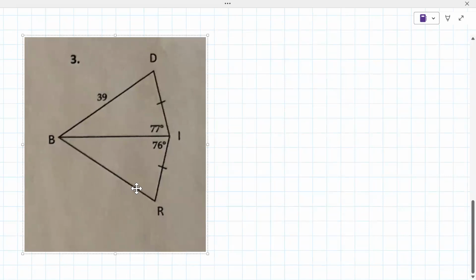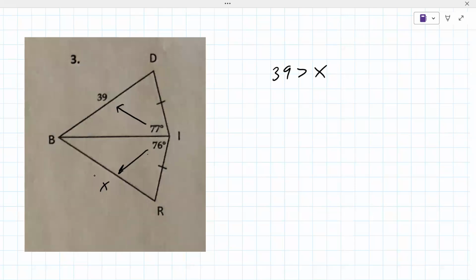So, where's the X? Any idea where, like, there's something missing? Yeah, let's just call it X because that'll make it a lot faster. Which side is bigger, the X or the 39? The 39. So 39 is greater than X, but we know that X is less than 39.